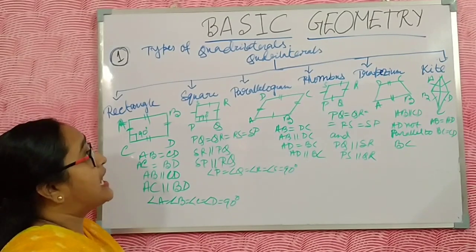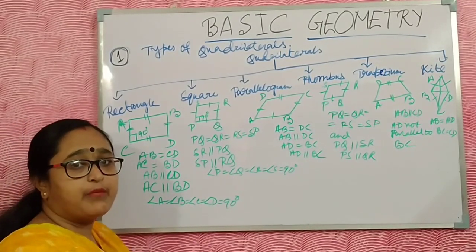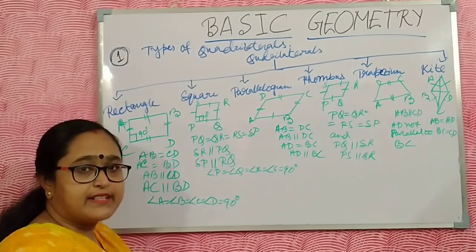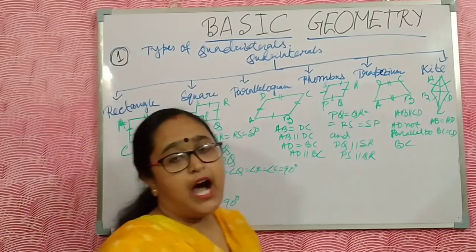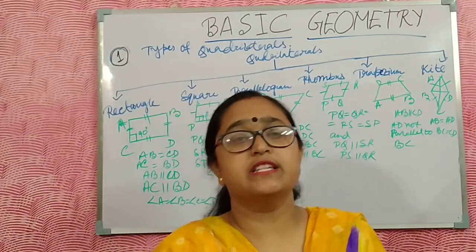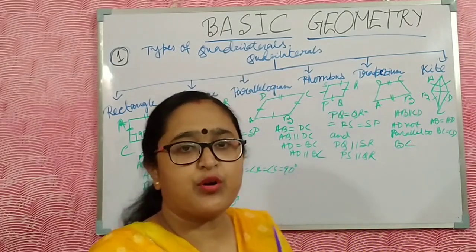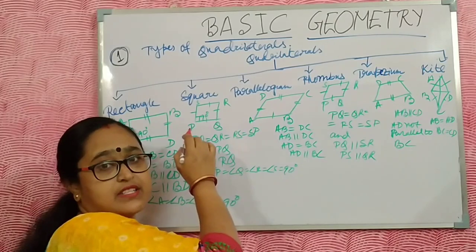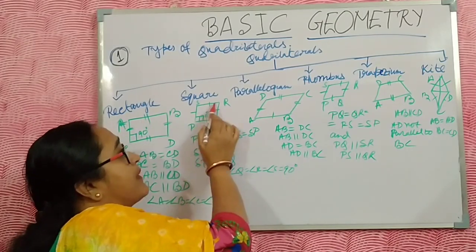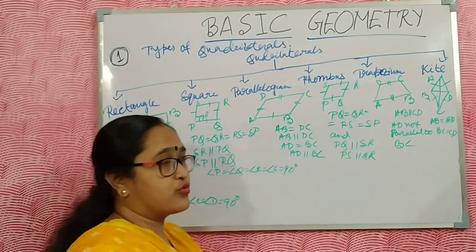I discussed the types of quadrilaterals. First I discussed what a quadrilateral is. A quadrilateral is a polygon having four sides. Now I discuss the types of quadrilaterals. The types are rectangle, square, parallelogram, rhombus, trapezium and kite also.